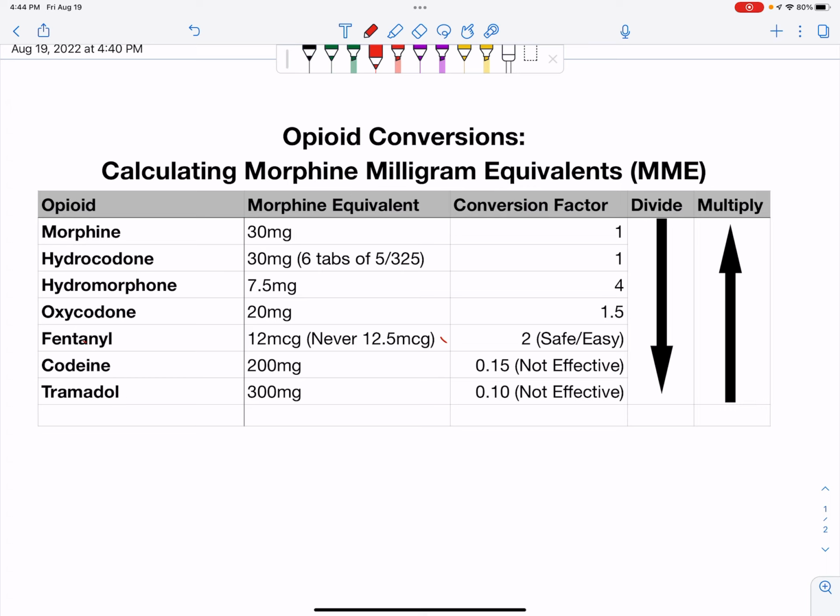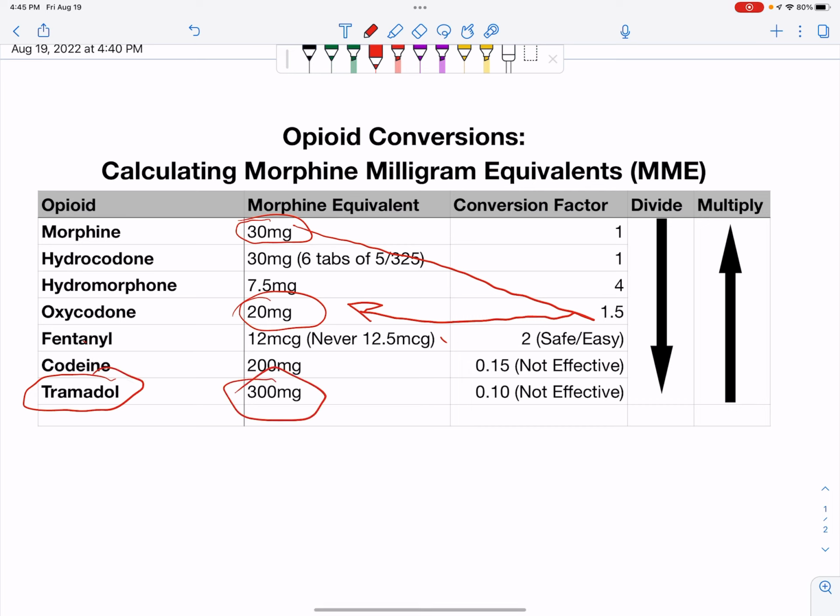So for this example, if we have morphine and we want to convert the 30 milligrams, or whatever our dose of morphine is, to oxycodone, we will divide. We take 30 divided by 1.5 to get our oxycodone. So if you take 30 and divide it by 1.5, you get 20 milligrams of oxycodone. And the opposite is true: if you're converting tramadol, because you've been giving your patient tramadol, to morphine, then you take the tramadol and you multiply it by that to get your morphine, okay?